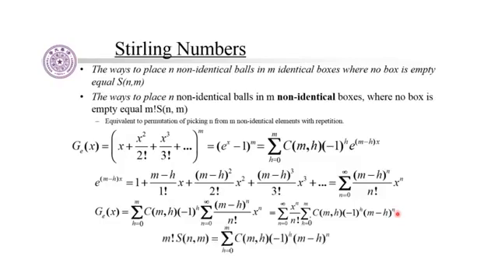So we can find the coefficient of the corresponding generating function. Its coefficient is the sum over h from 0 to m of C(m,h) times (-1)^h times (m-h)^n. This coefficient is exactly the number of schemes, m factorial times S(n,m). So we can figure out the corresponding expression for the Stirling number of the second kind: S(n,m) is equal to 1 divided by m factorial multiplied by the sum over h from 0 to m of C(m,h) times (-1)^h times (m-h)^n.